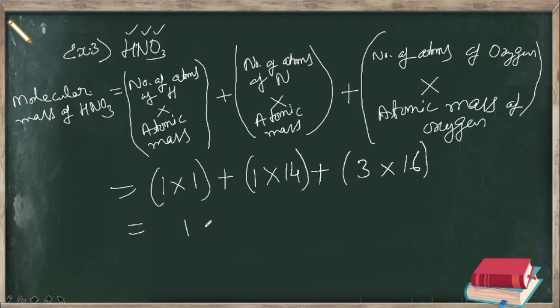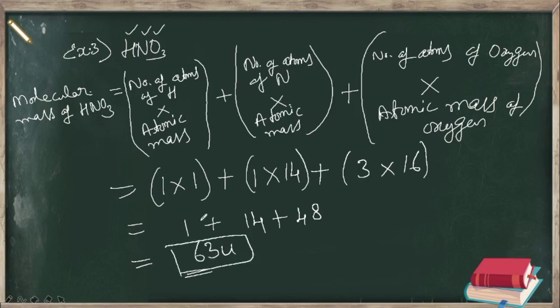Now simplify it: 1 ones are 1, plus 14 ones are 14, plus 16 threes are how much? It is 48, equals. So on simplification, what will you get? That is 63 U. That means U is unified mass. So 63 unified mass is the molecular mass of which one? Nitric acid. So have you all understood how to calculate molecular mass and what is molecular mass? How does it differ from atomic mass? I think I made myself clear.